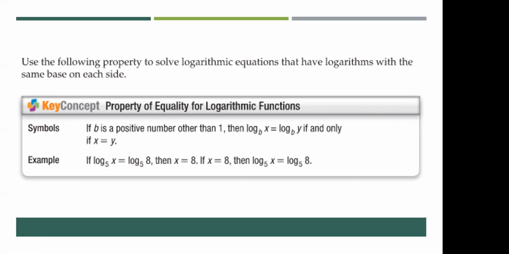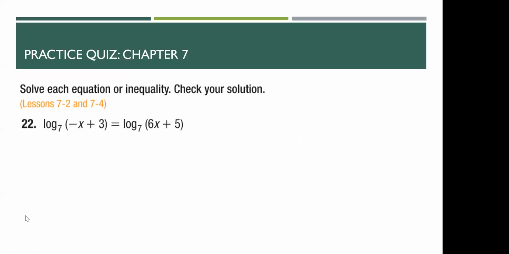And then the property of equality for logarithmic functions. Use the following property to solve logarithmic equations that have logarithms with the same base on each side. It's going to be very similar. If you can get the bases the same, then you set what is in place of x equal to each other. Here we have log base 7 on both sides of our equal sign, so we set the values equal to each other. So negative x plus 3 is equal to 6x plus 5. I want my variables on one side, so I'm going to add 1x to both sides. So I end up with 3 equals 7x plus 5.